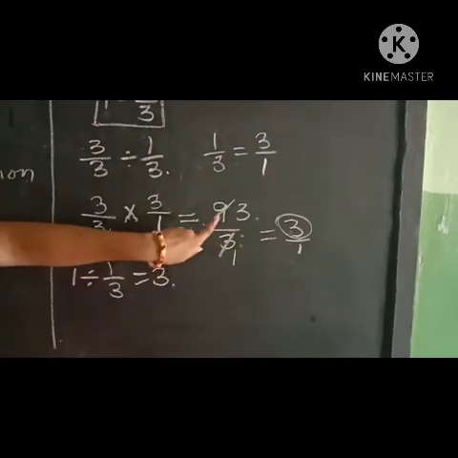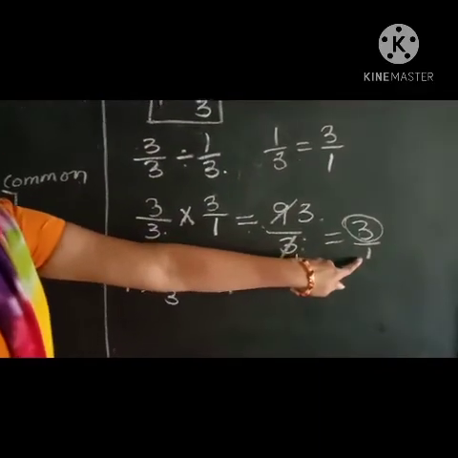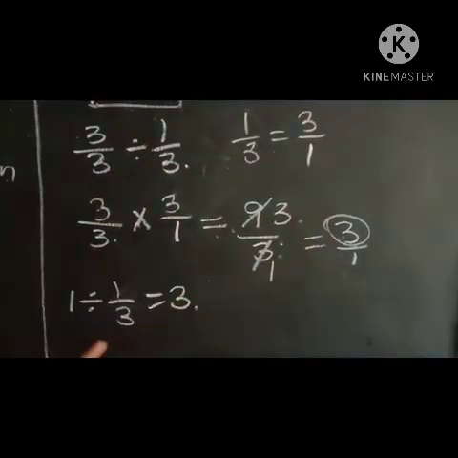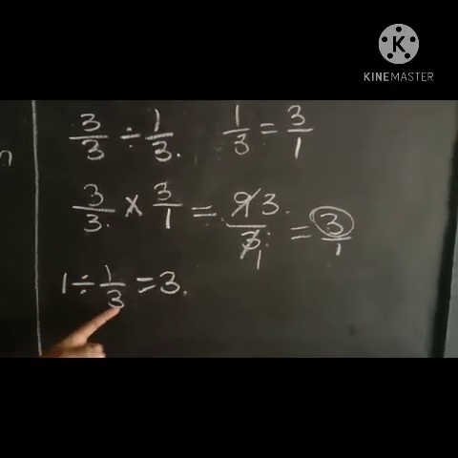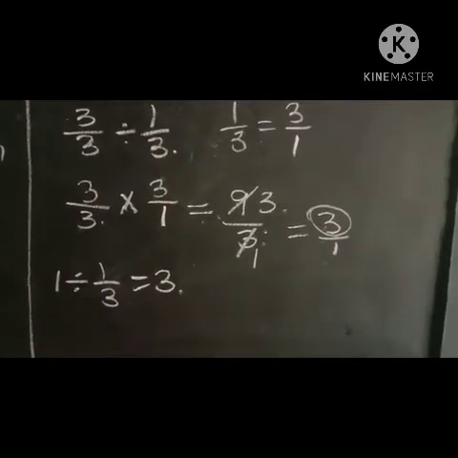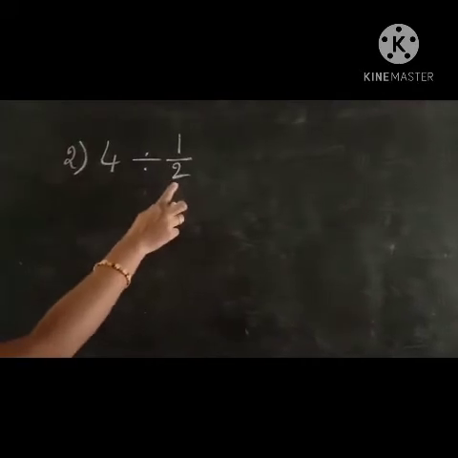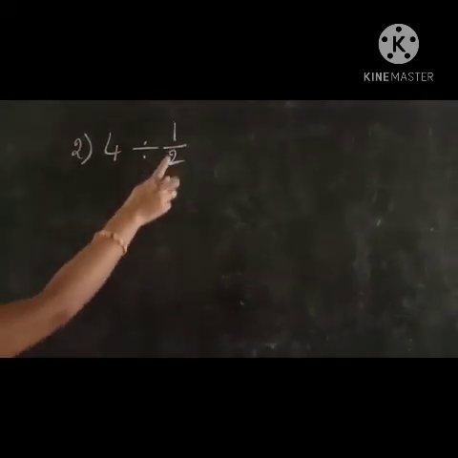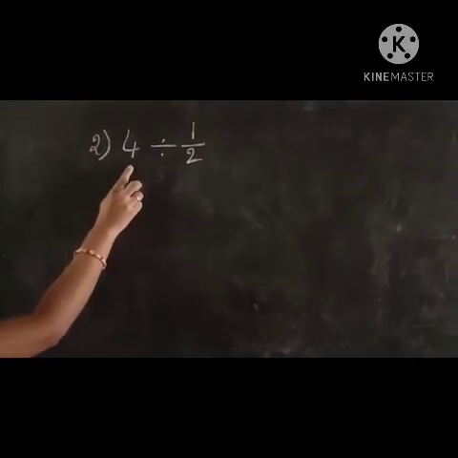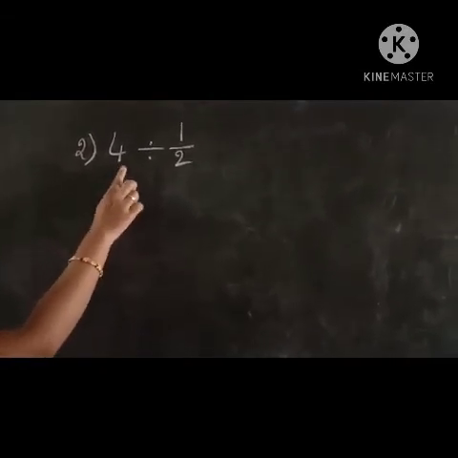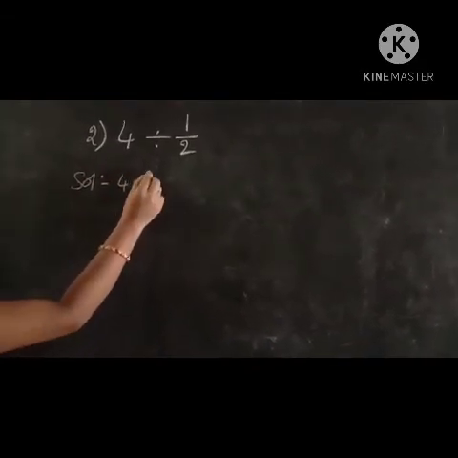3 1s are 3, 3 3s are 9. So 3 by 1: if the denominator is 1, we just have to write the numerator number only. So what is the question here? 1 divided by 1 by 3 equals only 3, children. Second sum, what is the question? 4 divided by 1 by 2. Here 4 has only a numerator, there is no denominator. We just have to write the number.